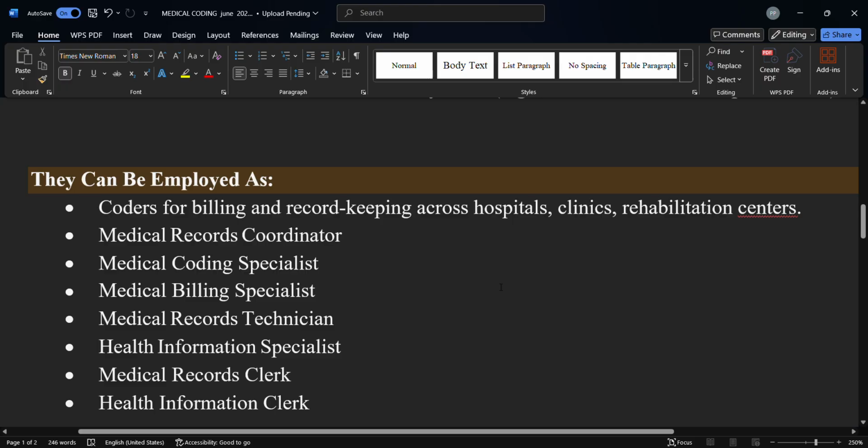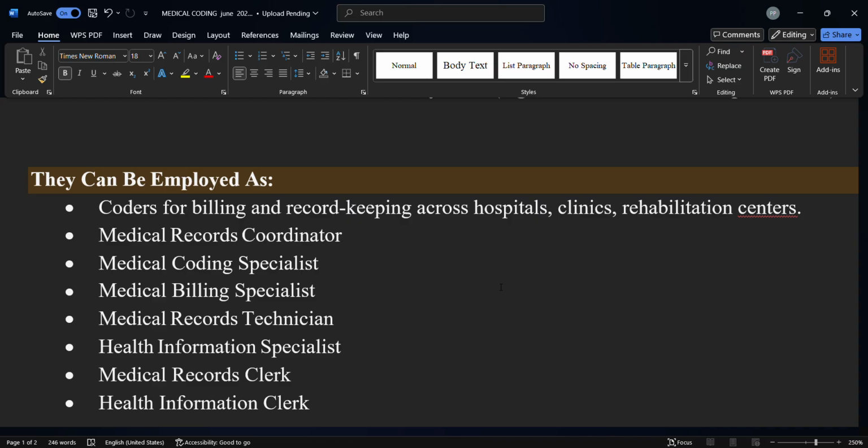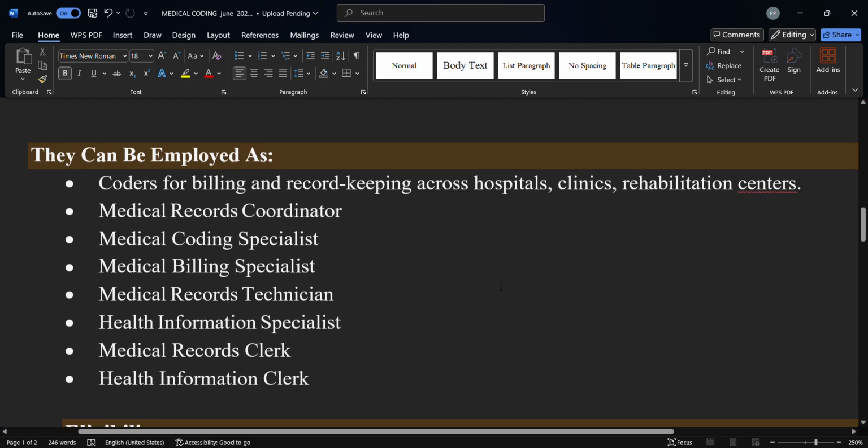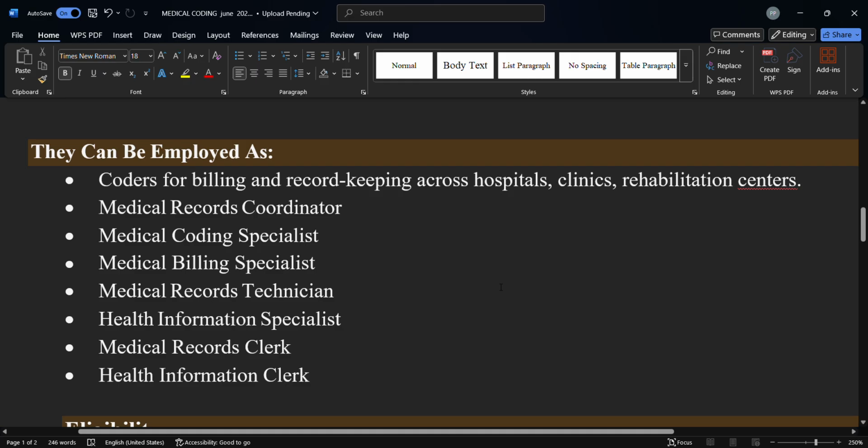What is the job role in medical coding? It's a common question. What are the roles, or what can one be employed as? You can be employed in rehabilitation centers, hospitals, and clinics. You can work as a medical record coordinator, medical coding specialist, medical billing specialist, medical records technician, health information specialist, medical records clerk, or health information clerk. These are the job roles related to medical coding.